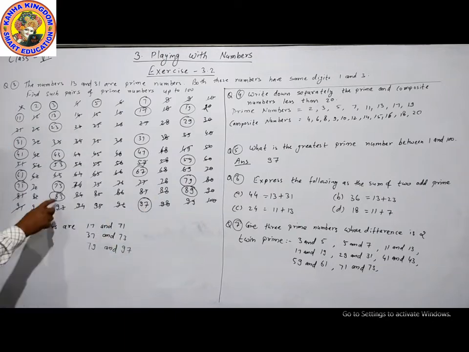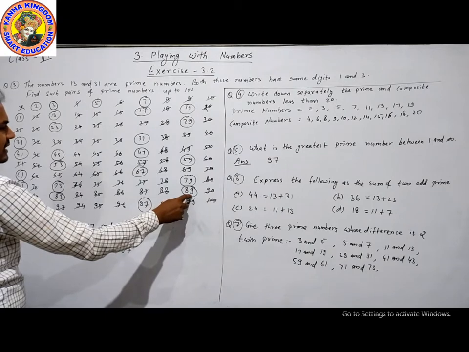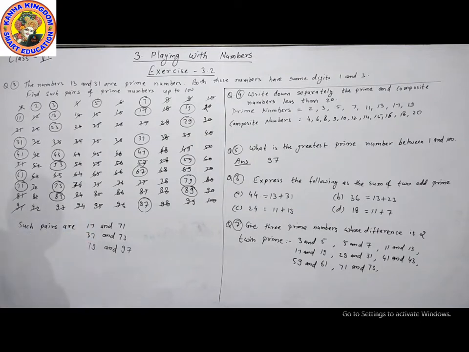83, 38. No. 89, 98. No. 97, 79 is already taken. So such pairs are these 3 pairs.